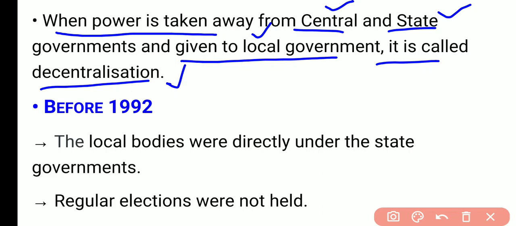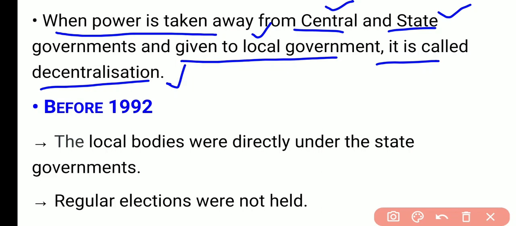So in decentralization, more and more people are involved in the decision making process. When the power is taken away from the central government and state governments and given to the local government, it is known as decentralization. In Hindi we call it Vikendrikaran.